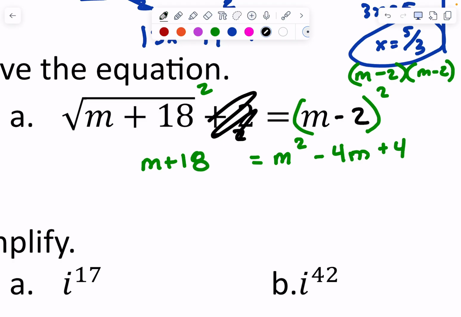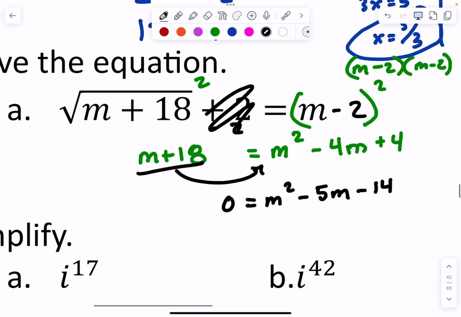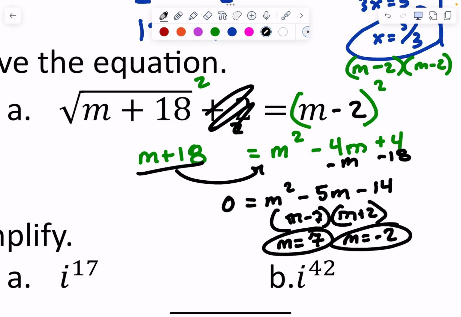Now what shall we do? Can we move everything over there? 0 equals m squared minus 5m minus 14, because you subtract m and subtract 18 plus 4 is minus 14. That factors as m minus 7 times m plus 2. So m equals 7 and m equals negative 2.